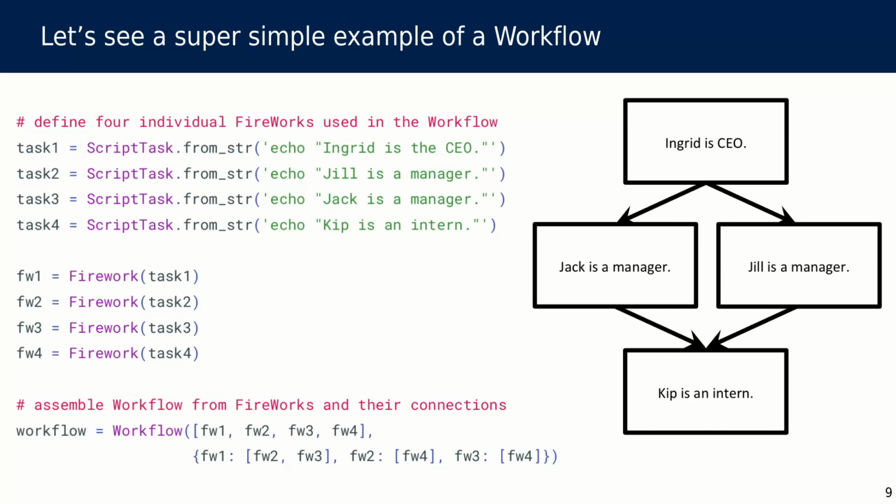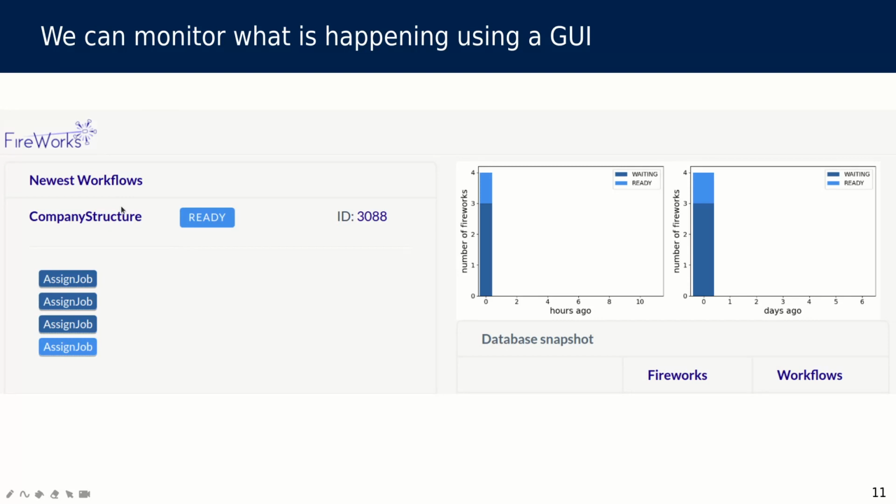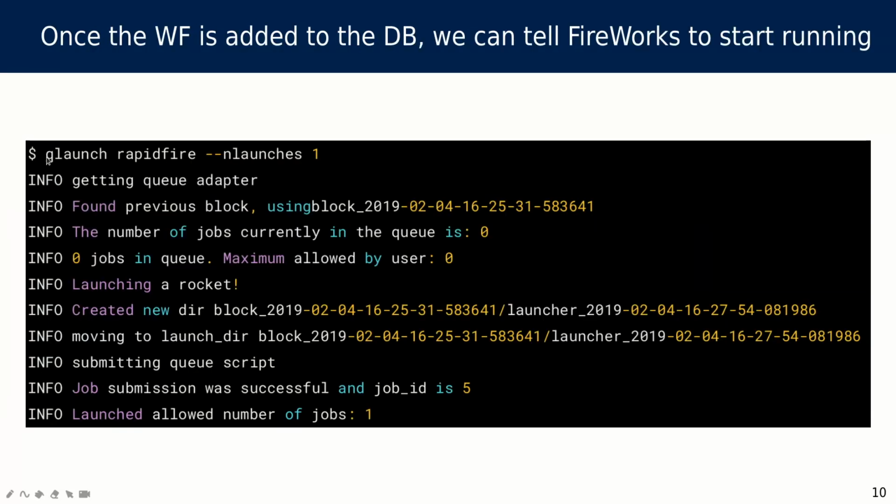Now once the workflow is created and added to the database, we can start the calculation with a simple command, that is this qlaunch, that will either run locally if you don't have a queuing system, or will submit the accessible jobs, if there's a queue.